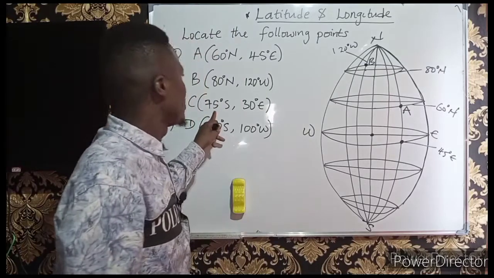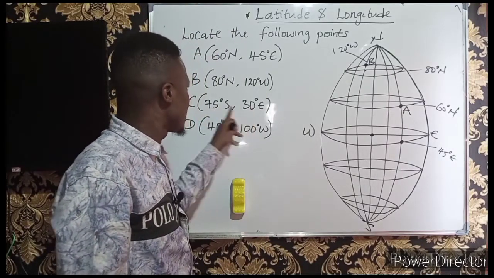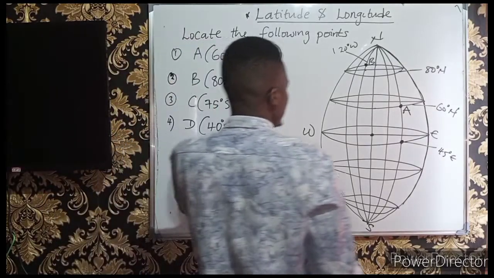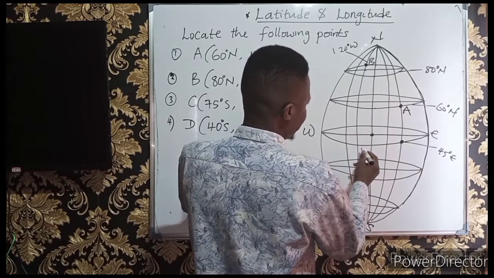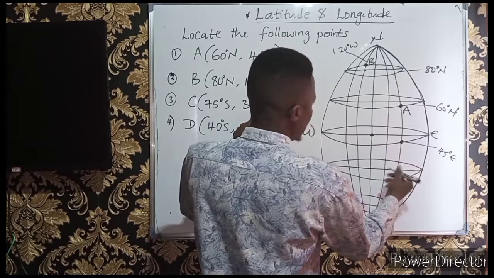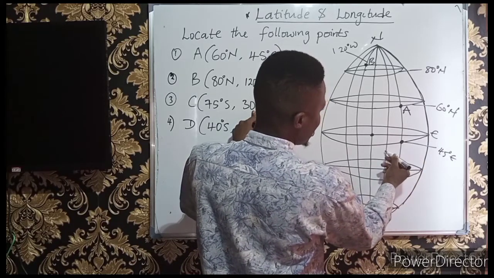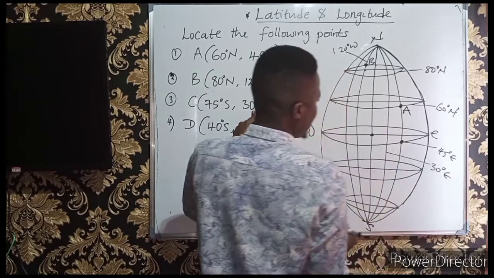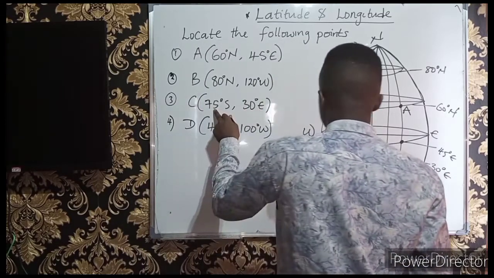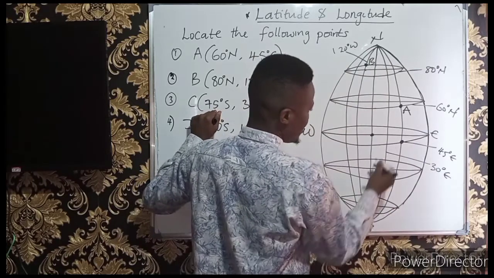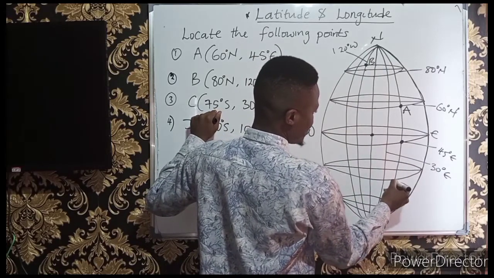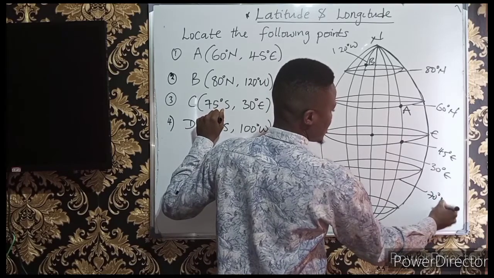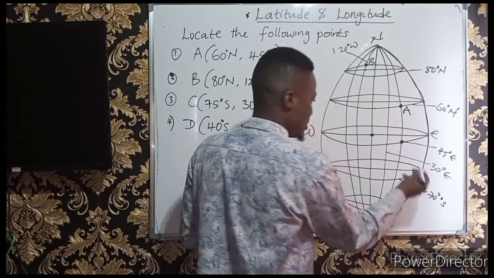If I want to locate point C, which is 30 degrees east and 75 degrees south, south means we are coming down. So 30 degrees east is somewhere here too. If this is 45, let me consider here to be my 30 degrees east. Now this is 75 degrees south. So let's say here is 75 degrees south. Down here, this is the latitude.